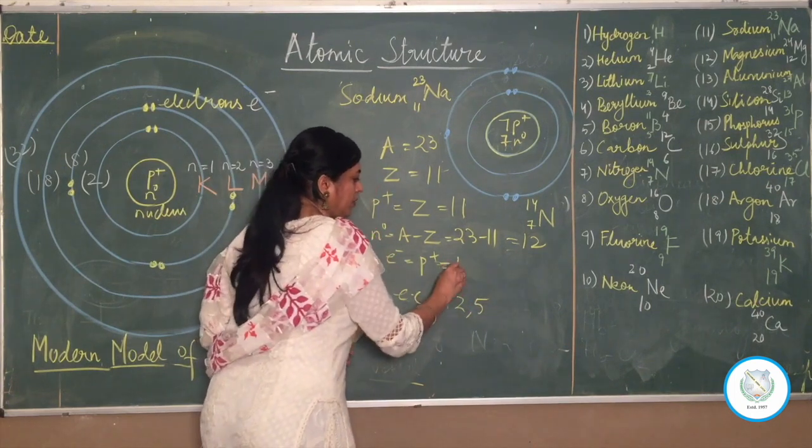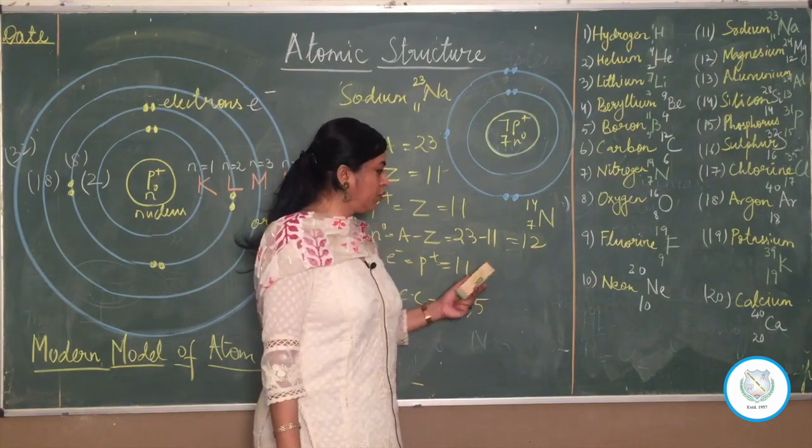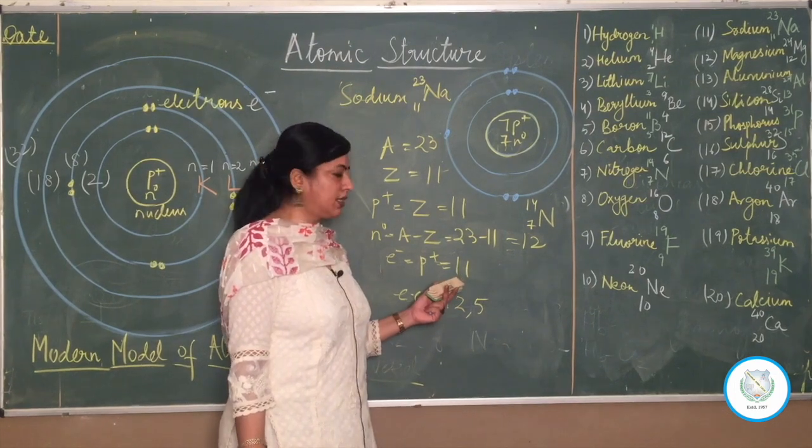Electrons would be how much? 11. Again I will remind you, write electrons here. If you calculate protons here, you would be using 12 to figure out the electronic configuration. So electron should be the last thing what you write here.